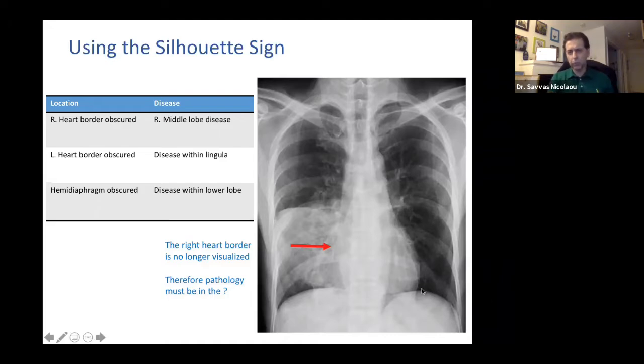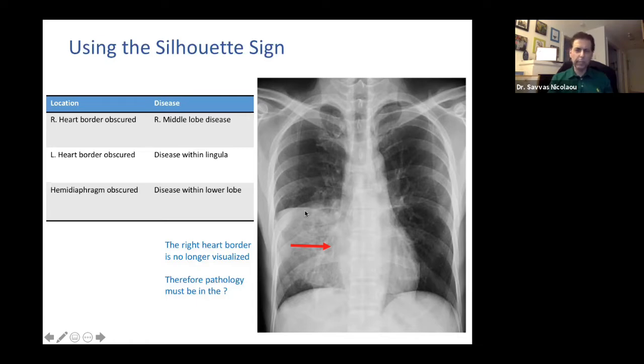If the left heart border was obscured, that would be pathology within the lingula, which is a portion of the upper lobe of the left lung, which has superior and inferior segments. So if the left heart border is obscured, that's pathology in the lingula. If the left hemidiaphragm is obscured, and I cannot see the left hemidiaphragm, that's pathology in the left lower lobe.